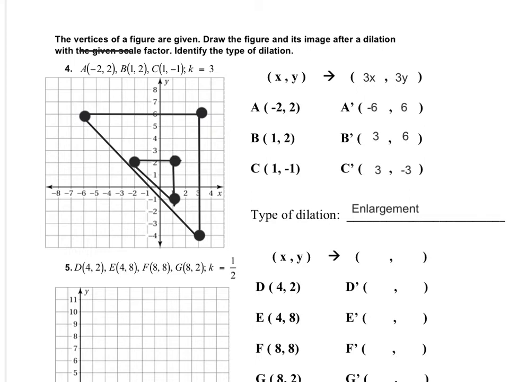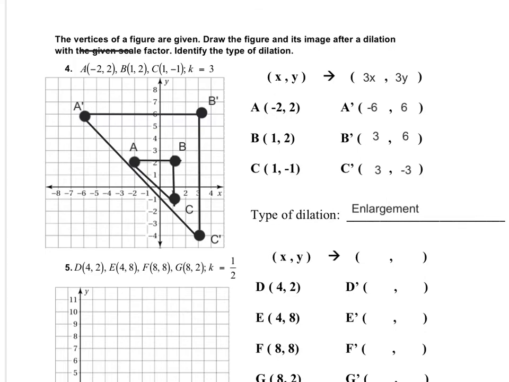One thing that I forgot to do that's very important is to label each vertex. So I'm going to insert the labels right now. Inserting the labels is very important because it tells you which one is your original figure and which one is the image. This clearly shows that the original figure is the smaller one. The larger figure is the image. Therefore, you can tell that it is enlargement.